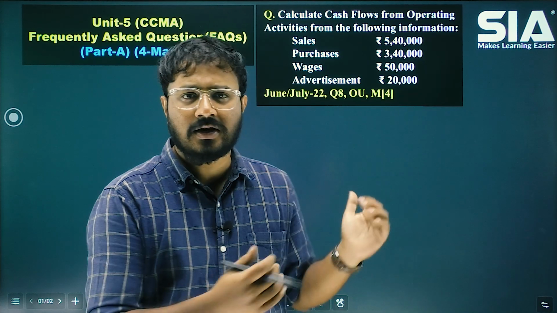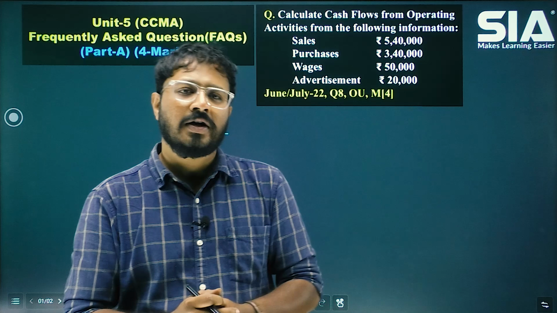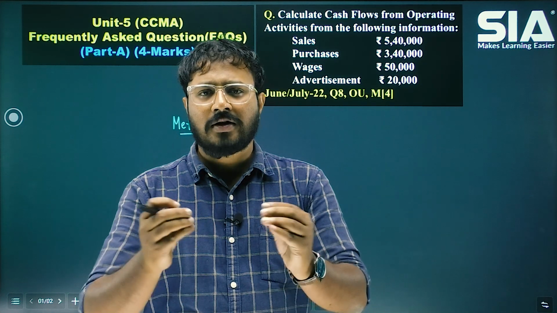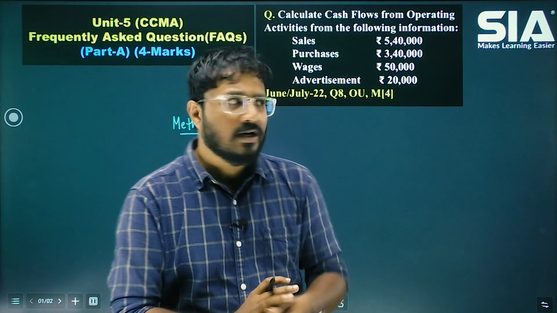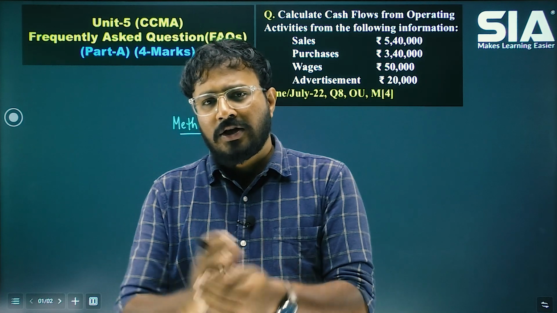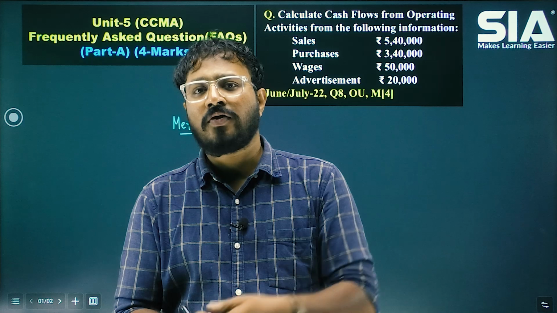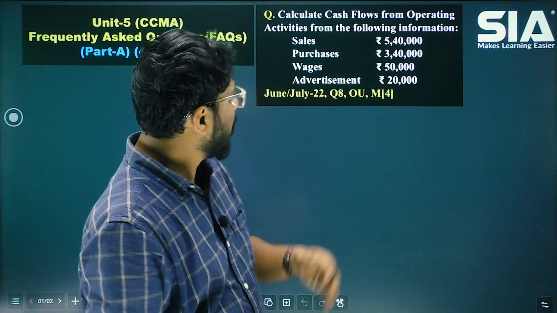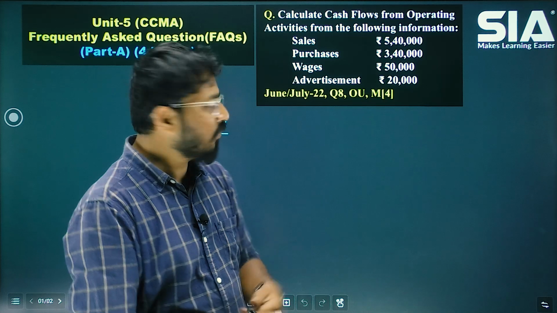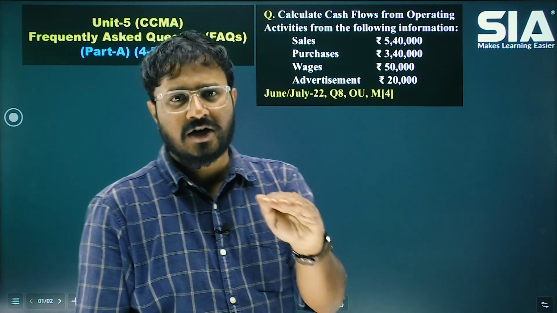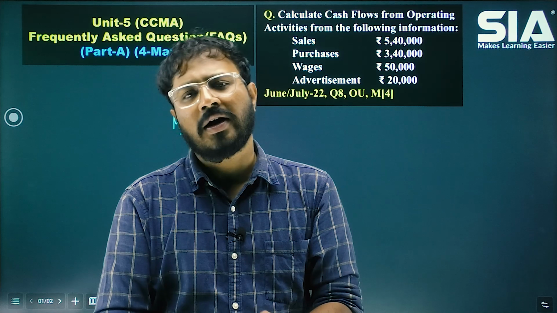As we are going to solve right now, there are no fixed guidelines like what question will be asked. But if you observe the pattern, the university is focusing on cash flow from operating activities calculation. Let's see the question which was asked in July 2022 for 4 marks. This has been asked at question 8. There is no fixed question number for any unit in Part A.